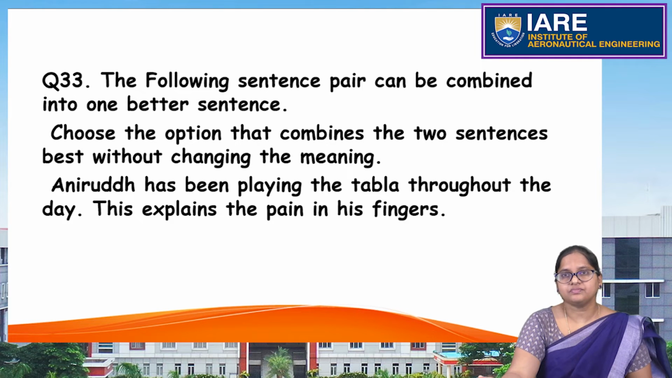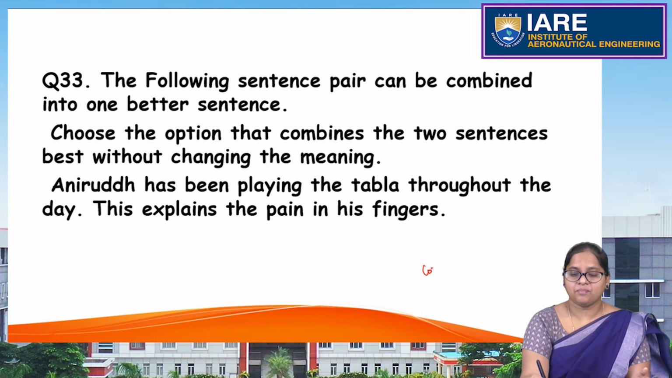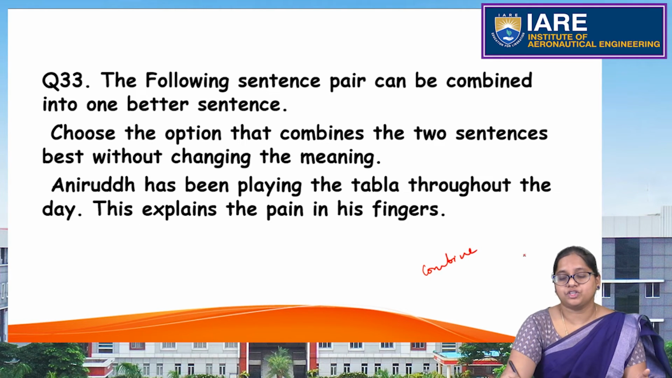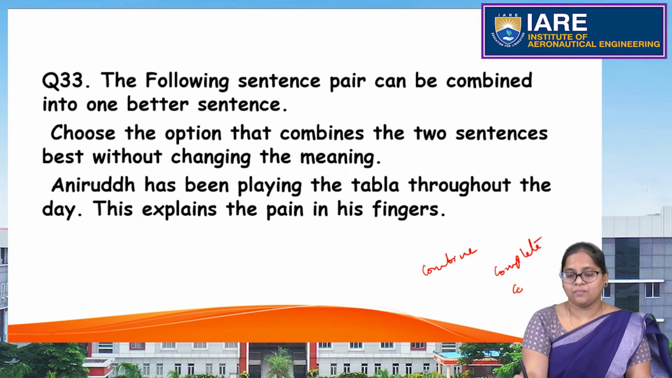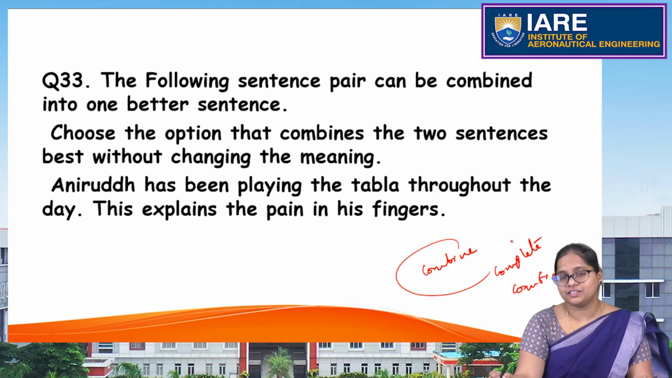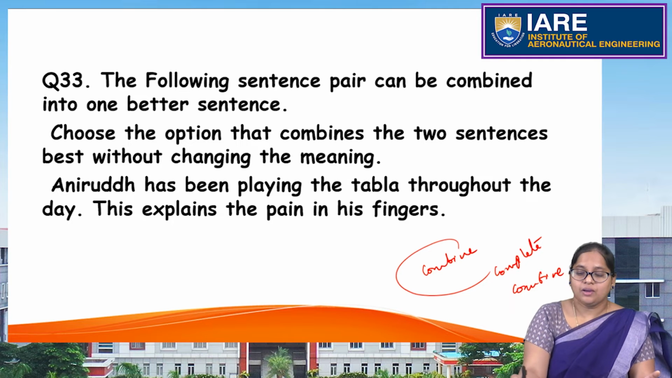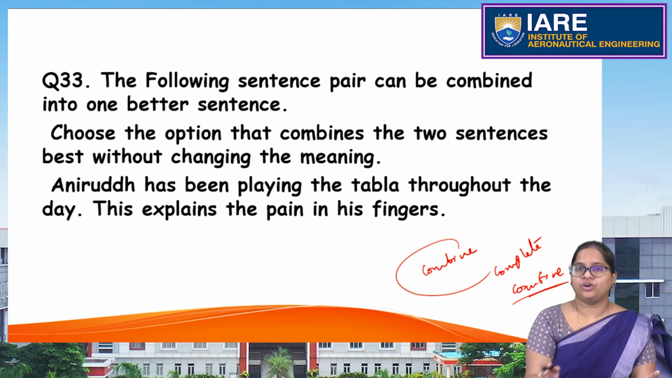Next question: choose the option that combines the two sentences best without changing the meaning. Now you have to look at this combination. Two sentences are there, two parts are there. You have to make them into one complete sentence and combine. Now, how do you do this? How do you come up with a complete sentence by combining? By bridging the gap. Now, what is the problem?